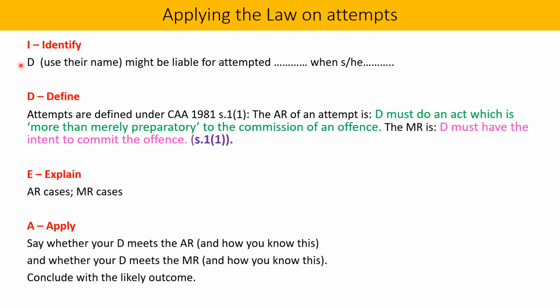So firstly, you need to identify the potential offence and your defendant and victim. You then need to define the offence that you've identified as being relevant. Explain the offence that you've defined using cases for the actus reus and cases for the mens rea, and then you need to apply that law that you've just explained to your characters. And in order to apply effectively, you need to start by saying whether your defendant meets the actus reus and how you know that they do, and whether they meet the mens rea, and again how you know that they do, and then conclude with the likely outcome and a possible sentence. That's always a nice way to conclude a scenario.